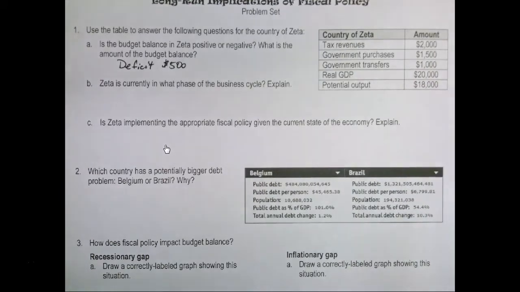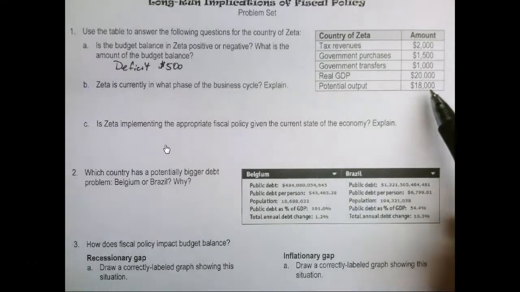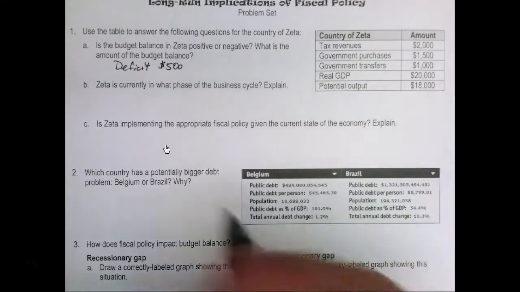The next part says what phase of the business cycle are they in, and how do we know? Well, we know the potential GDP is $18,000. The real GDP, the current short-run equilibrium, is $20,000. And so we see that we're producing more than potential. Anytime you're producing to the right of potential output, we know that we are in an inflationary gap.